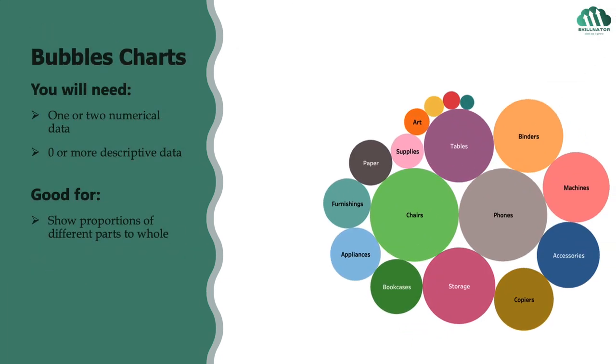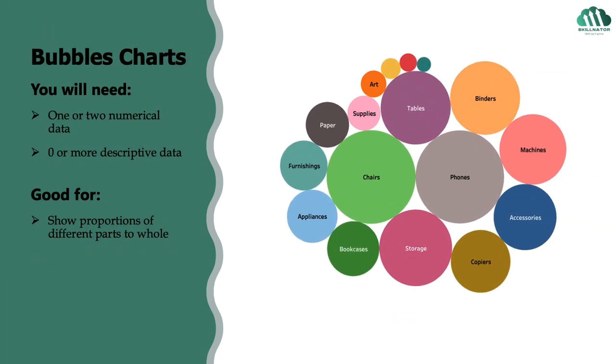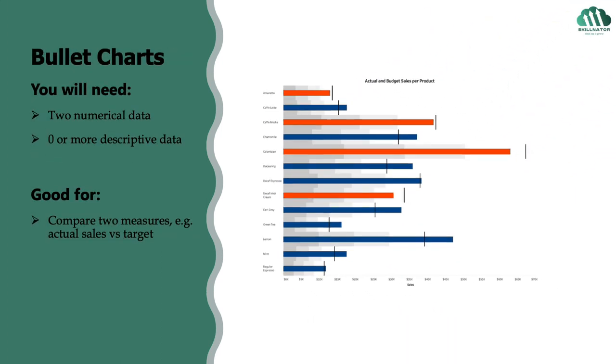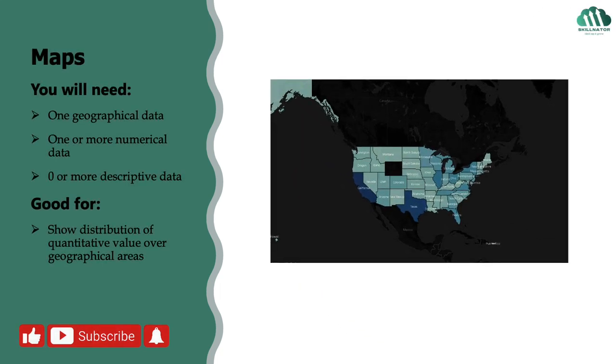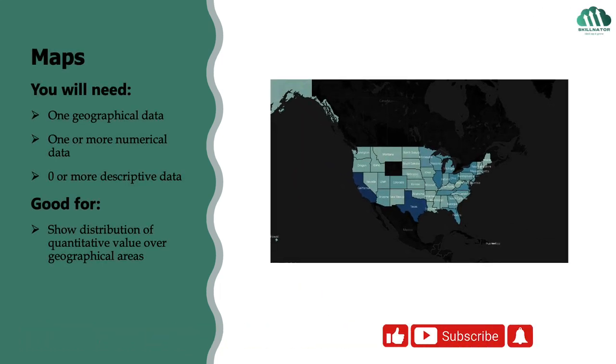Next, we have the bubble chart, which, like the pie chart, shows proportion of different parts to the whole, but is visually very appealing. Next, we have the bullet charts. Bullet charts are used to compare two measures. Usually, these charts are used to show sales versus the target or sales versus last year, etc. And then we have the maps, which can be very useful to show the value of a measure over a geographical area. For example, you can show sales by state, province, etc.